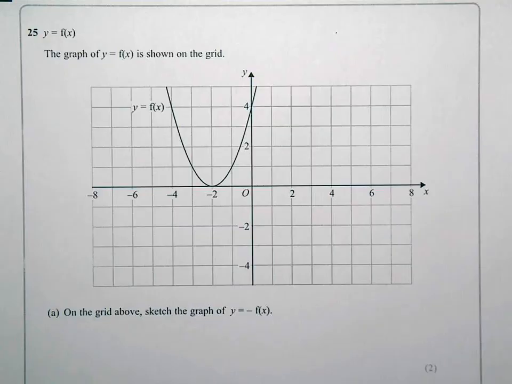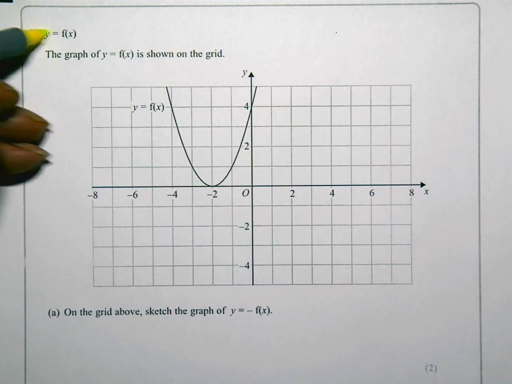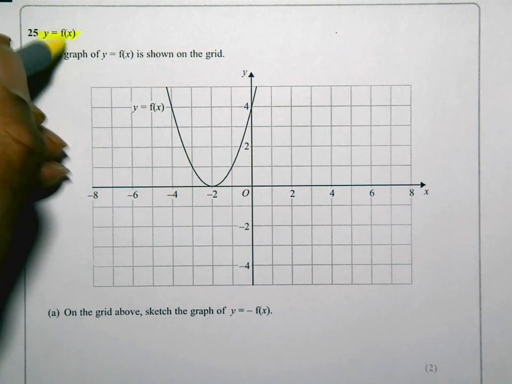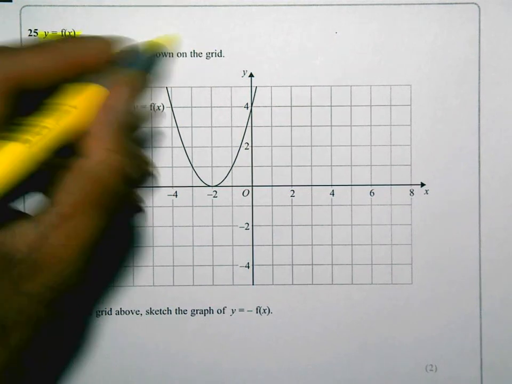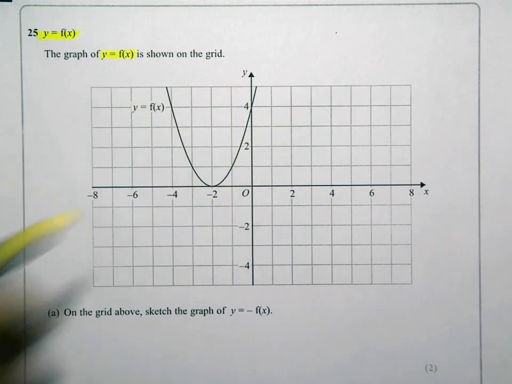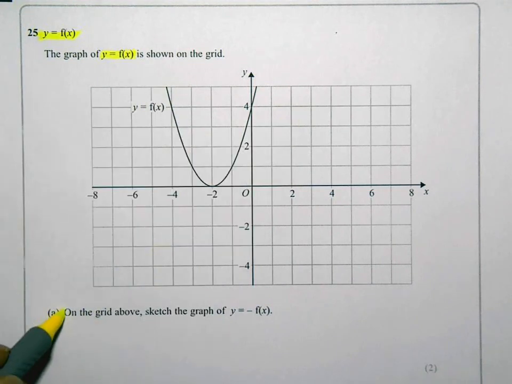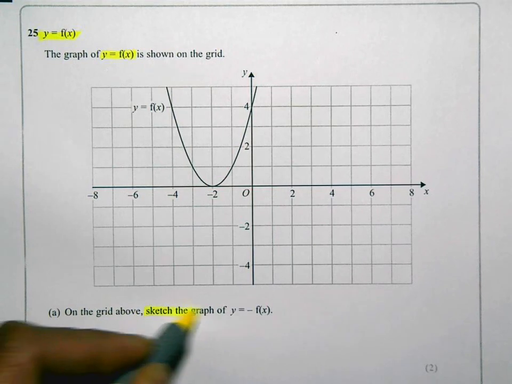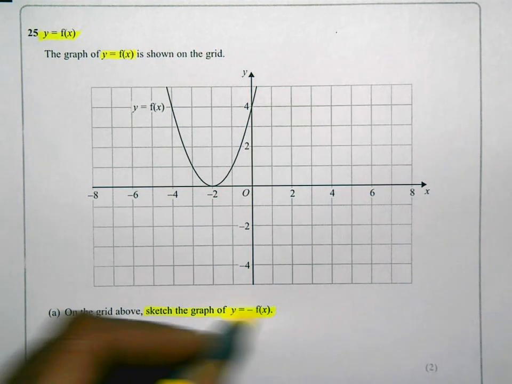This is question 25 on the higher non-calculator paper. Okay, so just looking at part A first, it says y is equal to f of x. The graph of y is equal to f of x is shown on the grid, so here is the graph. They haven't told us what the equation is or anything, they've just told us that that graph is f of x. On the grid above, sketch the graph of y is equal to minus f of x.